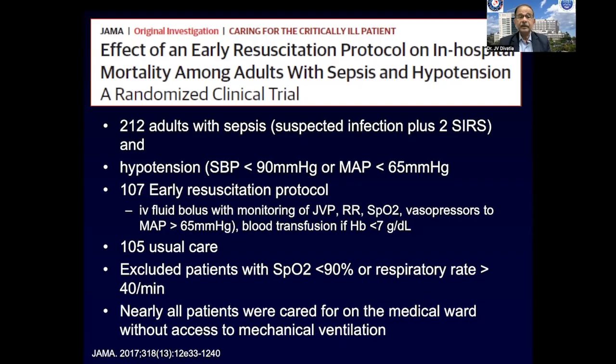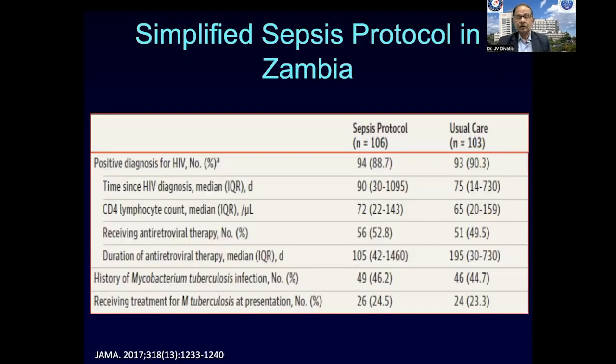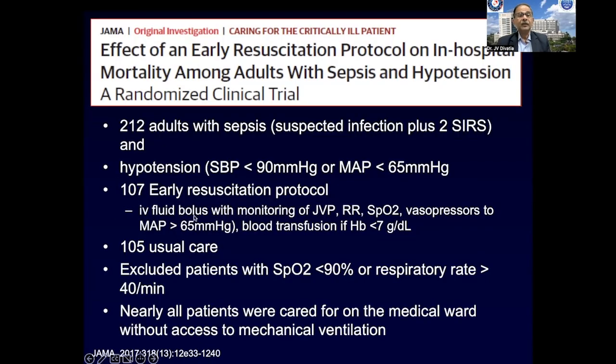Okay. They excluded patients who had a saturation less than 90 at baseline or who were tachypneic with a respiratory rate of more than 40 per minute. And almost all patients were cared for on the general medical ward and did not have access to mechanical ventilation.